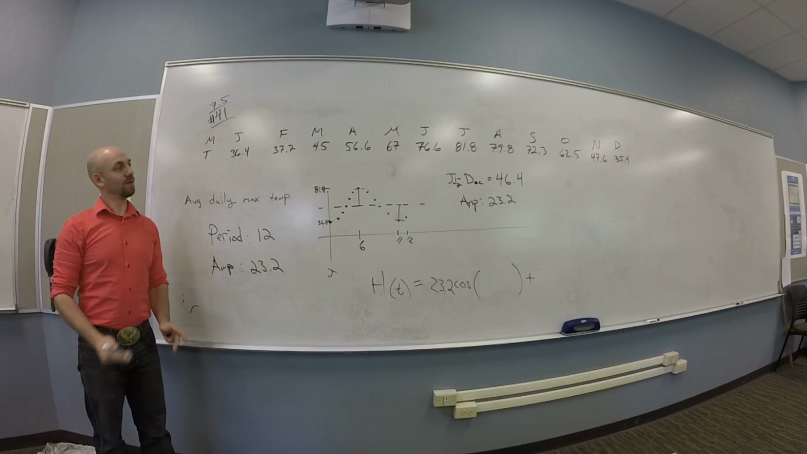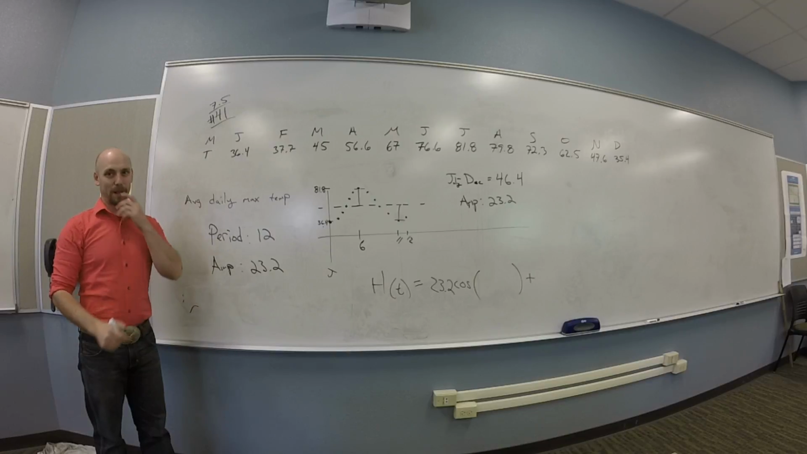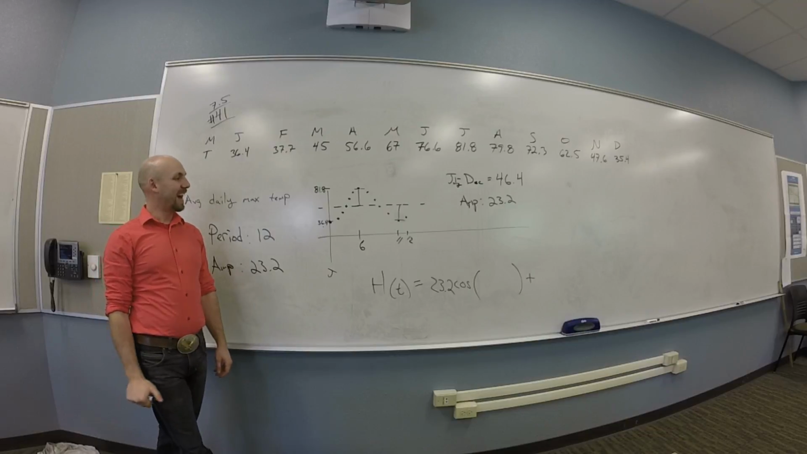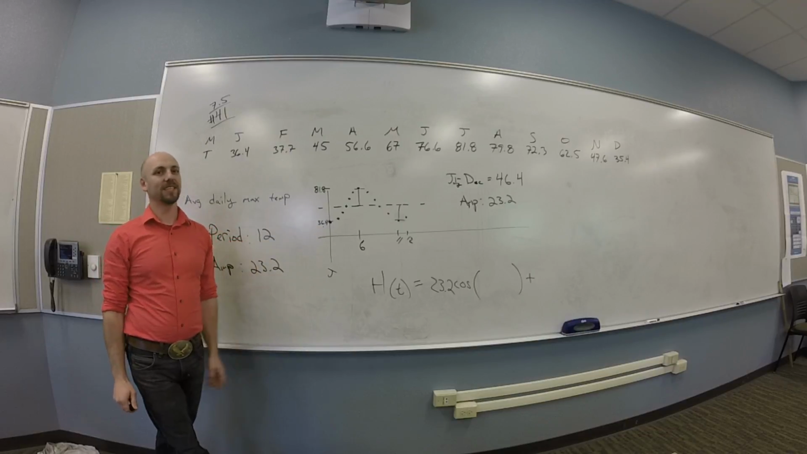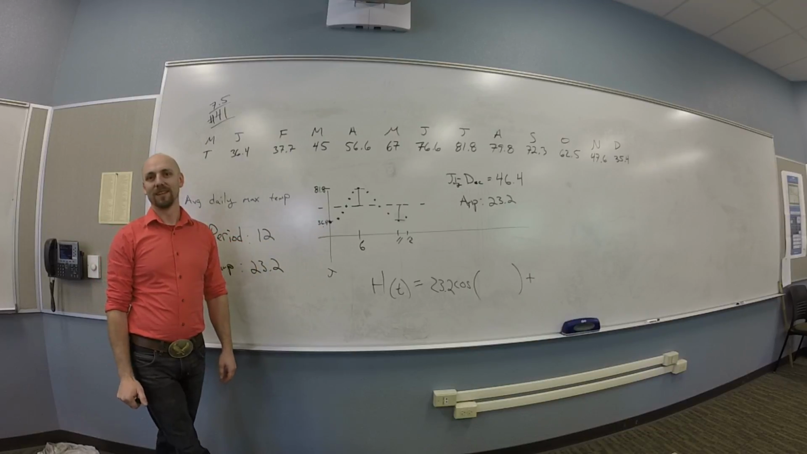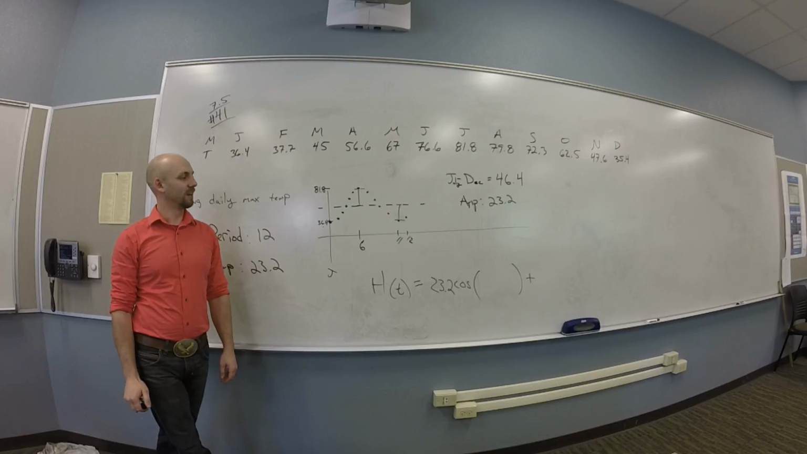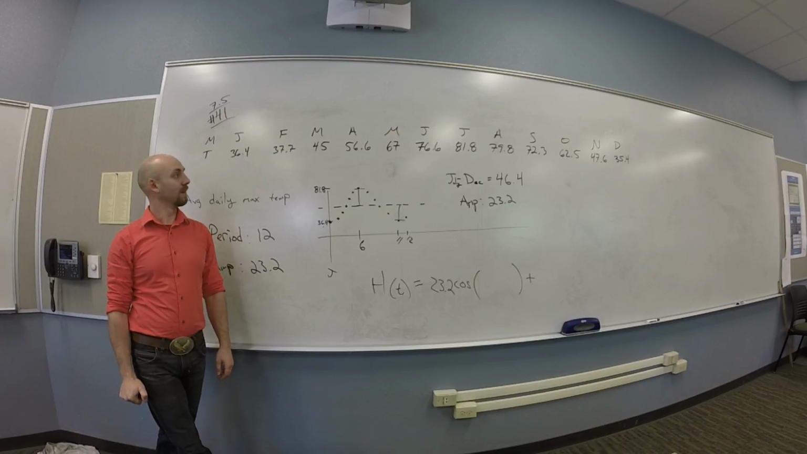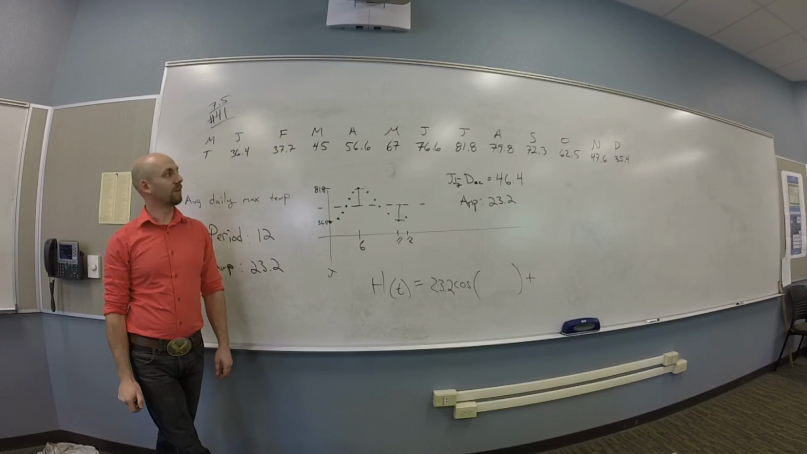46.4. Is it 46.4 or is it 81.8? Well, how do you know where you're starting? What's the midline of this? 58.6. How'd you get that? I used the temperature in January and then the max temperature in July and found the middle. Oh, you found the average.